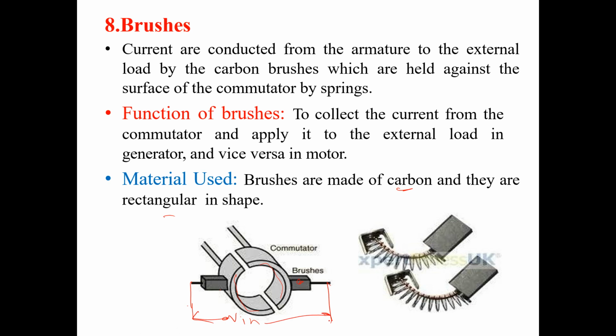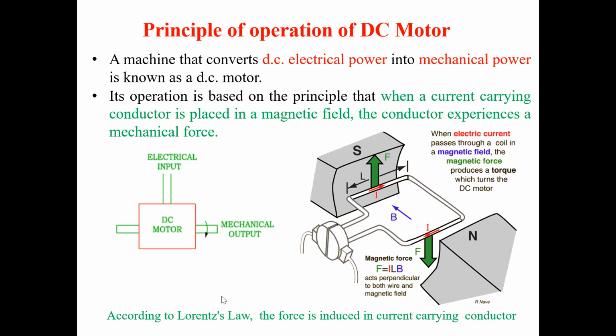In case of a motor, we give input current through these brushes. This is a stationary circuit, but these are connected to rotators, so these are always moving in nature. This will be all about the constructional features of a DC motor.